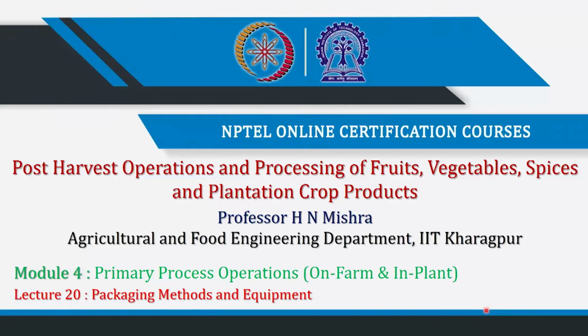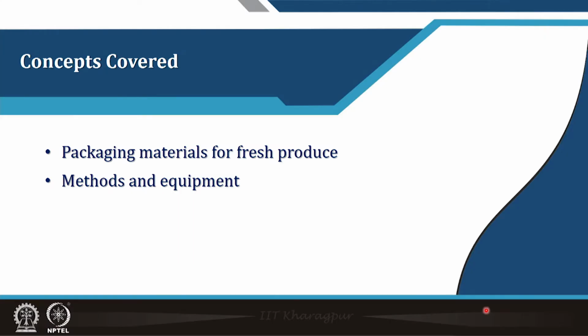Hello everybody. Today we are in lecture number 20, the last lecture of the 4th module. In this we will discuss packaging methods and equipment, especially those used for packaging of fresh produce, fruits, vegetables, etc. The topics we will cover include the packaging materials used for fresh produce, as well as methods and equipment.